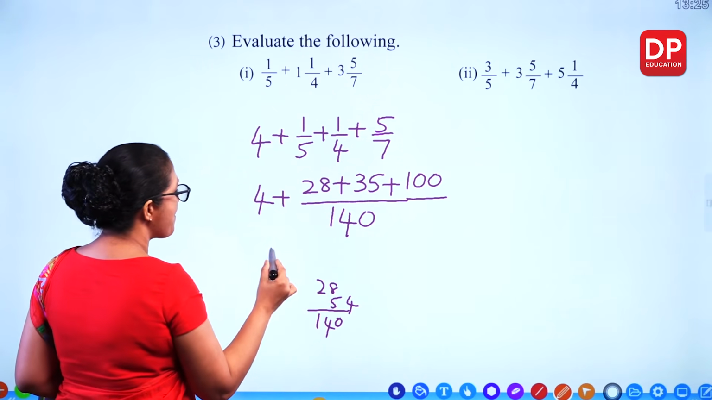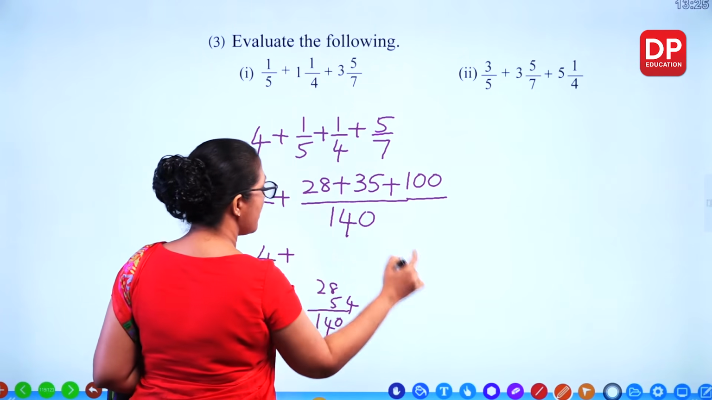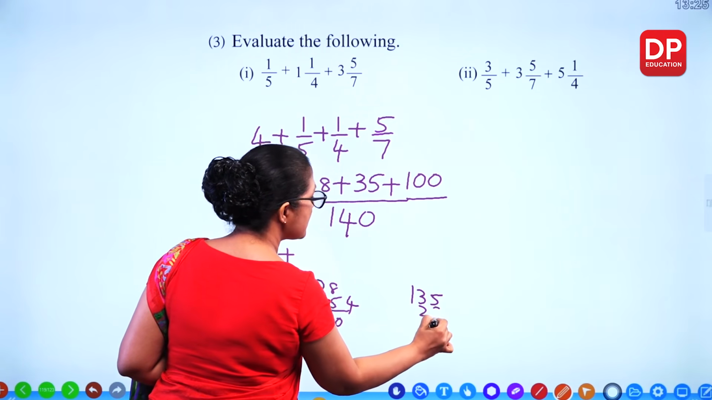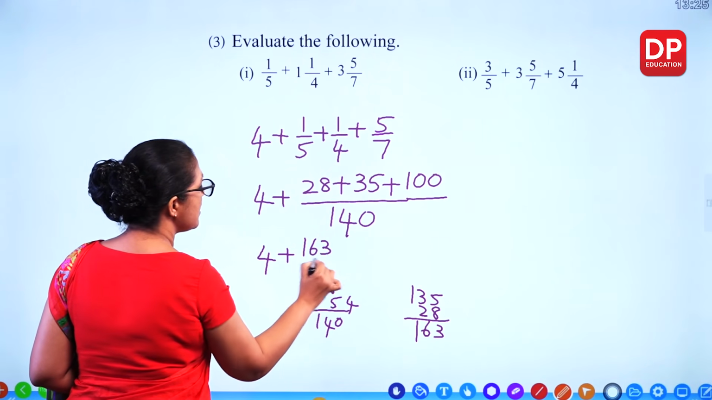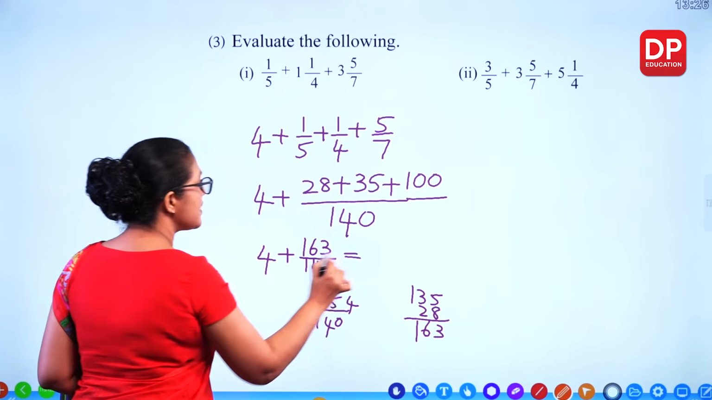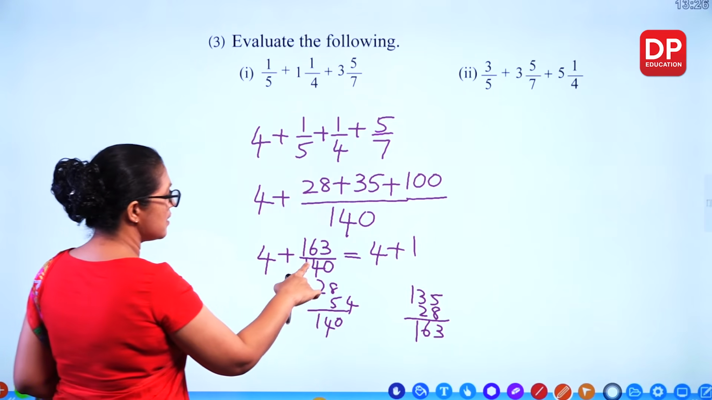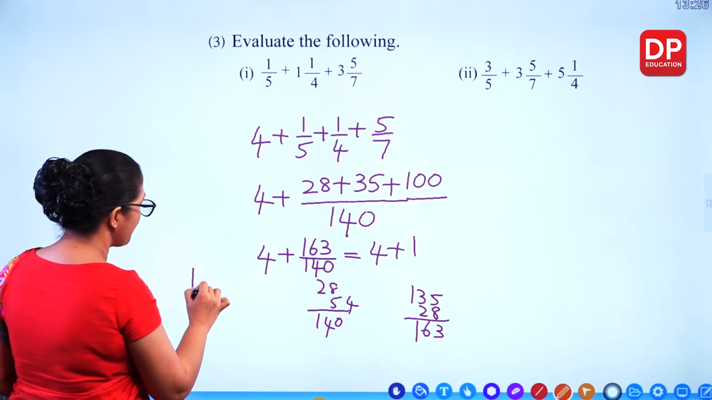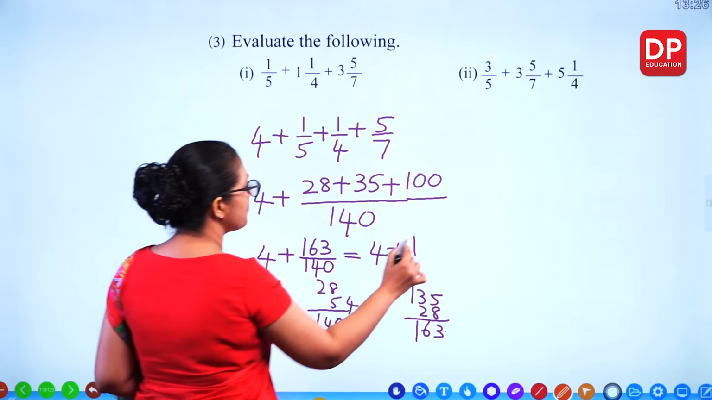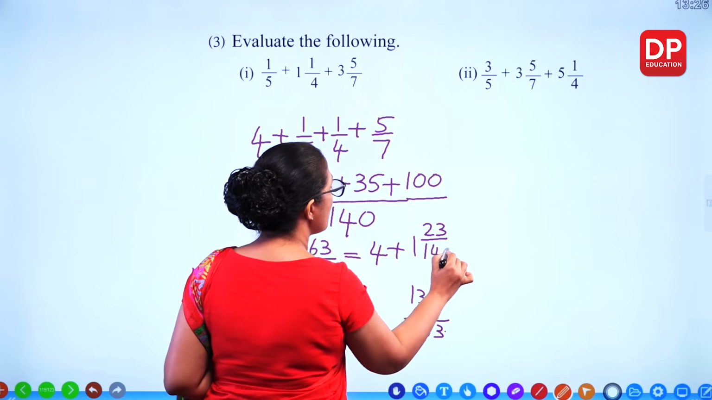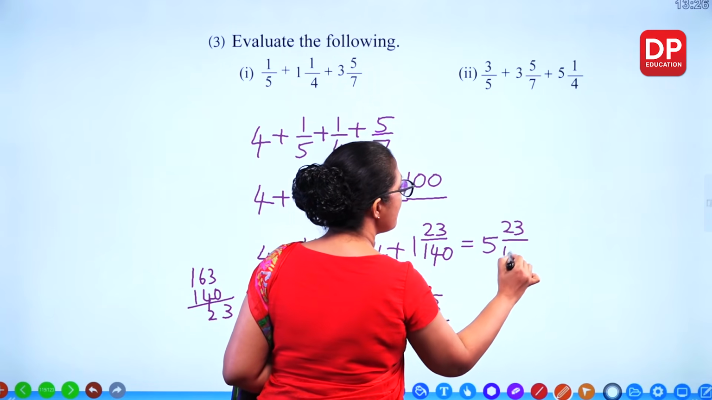Now add all these. 100, 135 plus 28, 163. 163 over 140. So I can simplify this as 4 and 1 full part, 140. So what's the remainder? 163 minus 140, 23. 23 out of 140. Finally, I can write 4 and 1, 5, 23 out of 140.